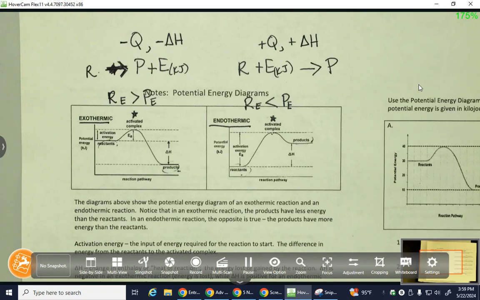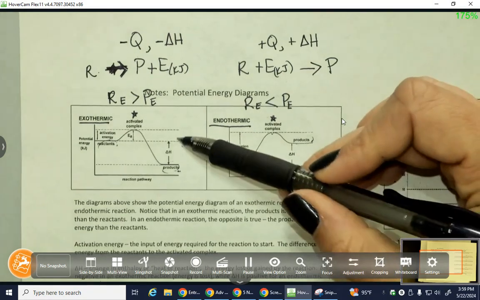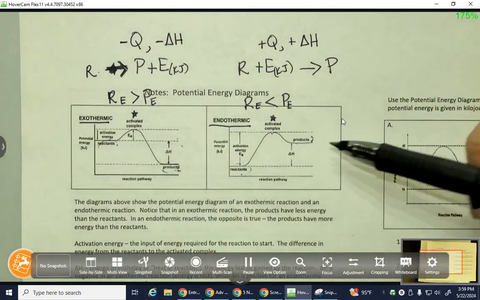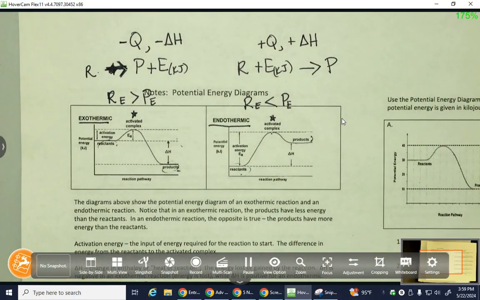Okay. All right. So we talked about that. We talked about, here's our delta H. It's talking about start to finish. That's all that you're paying attention to. Don't worry about the bumps.